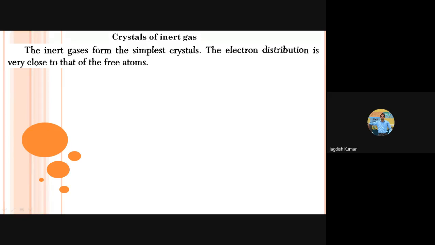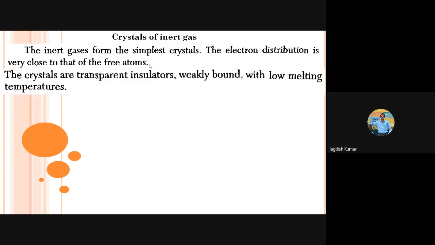All right. Sorry for the interruption. What we were discussing is that there is no such tendency. They don't share their electrons. They don't lose their electron completely. So the question is, what holds them together? Another interesting thing is that inert gas crystals are the simplest, meaning the electron distribution is very close to that of free atoms. The electrons in inert gas atoms almost follow a spherical distribution.